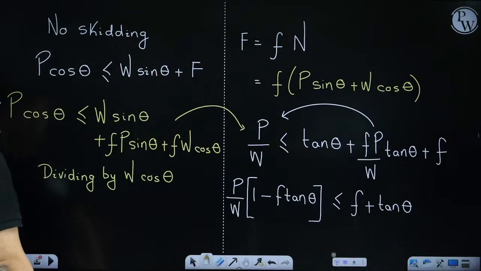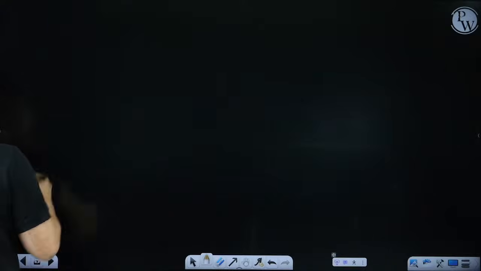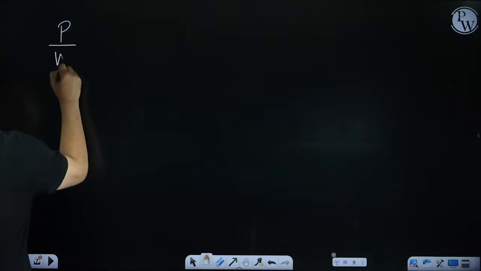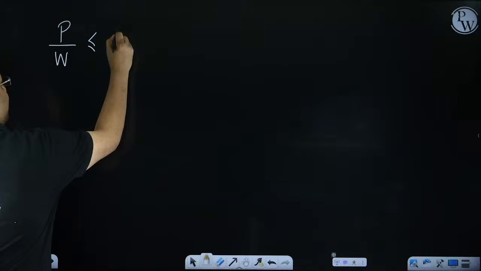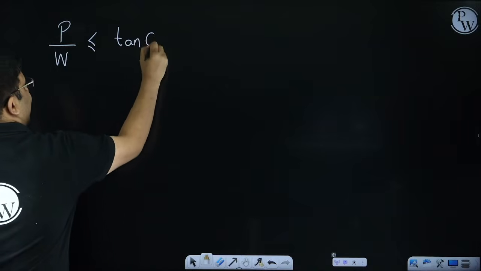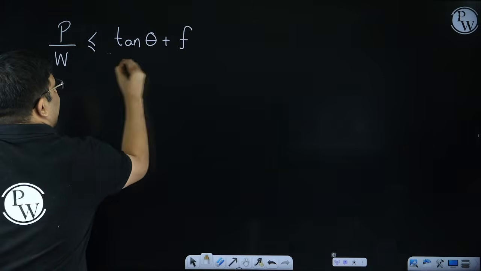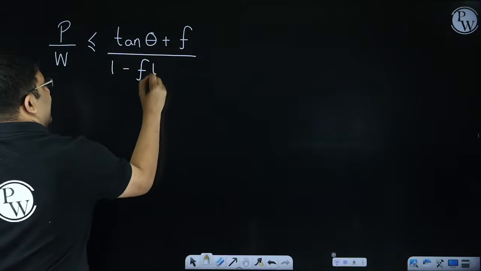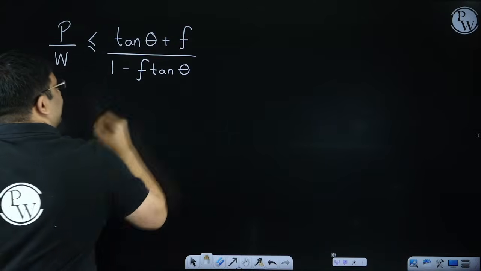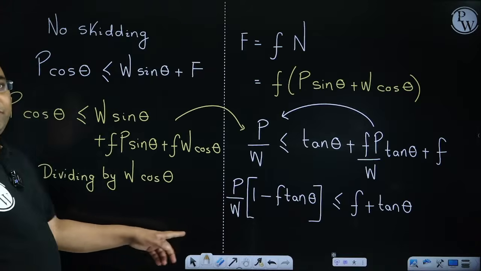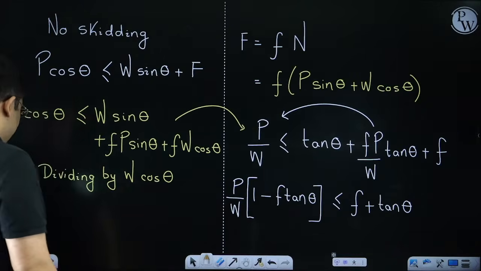Let me just rewrite this equation. This will become P by W less than or equal to (tan theta plus F) by (1 minus F tan theta). Yes, we saw this, we got this equation. Now see what happens here.